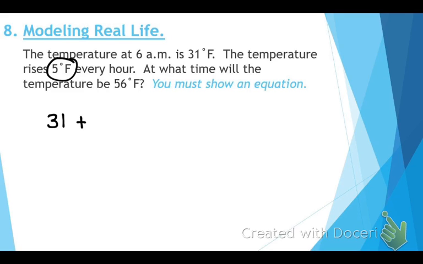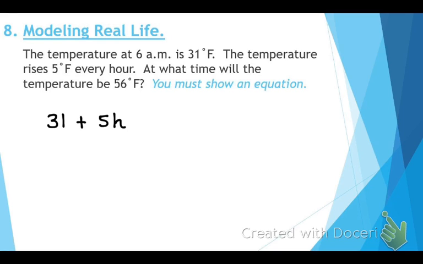5F. Okay, 5 something. For me, I'm going to go ahead and put 5H because it's rising every hour, but you can choose anything, okay? So the first hour, it would be 5. The second hour, it would be 10. The third hour, it would be 15. So when we do 5H like this, that means 5 per hour.